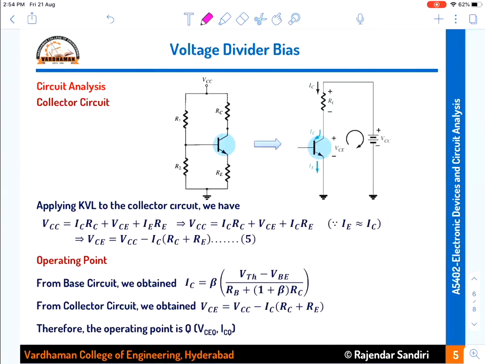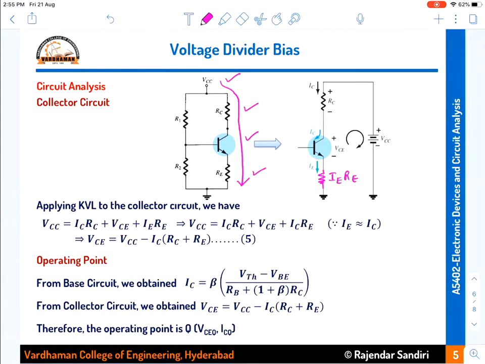Then, the collector circuit: this is the collector circuit, which has VCC, then IC RC, then VCE, then IE RE. So here it is VCC, IC RC and IE RE. A resistor is missing here; you can just connect a resistor, IE RE.